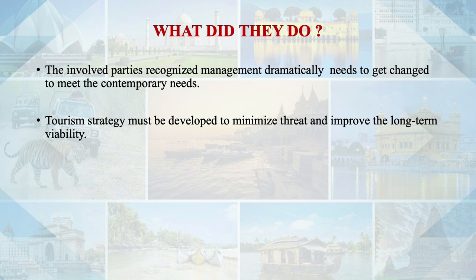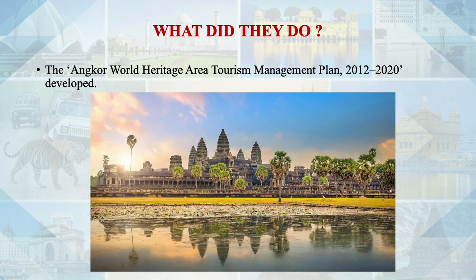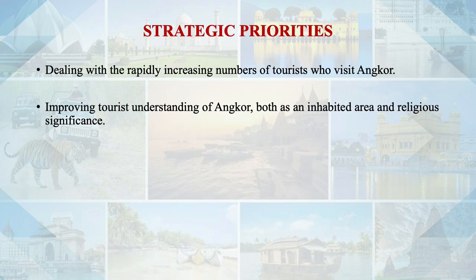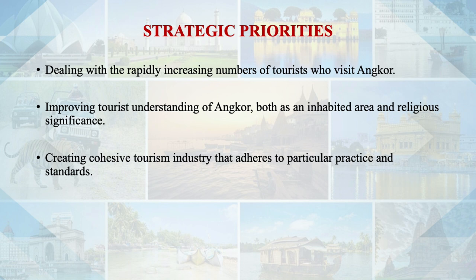In response to this, the Angkor World Heritage Area Tourism Management Plan 2012-2020, the TMP, under the Angkor Heritage Management Framework, HMF, project was developed. Strategic priorities: dealing with the rapidly increasing number of tourists who visit Angkor; reducing negative impacts of tourism, previously understood primarily in terms of conservation at the expense of all else; improving tourist understanding of the local uses of Angkor both as an inhabited area and for its continued religious significance. Another is creating a more cohesive tourism industry that adheres to particular practices and standards. Next is providing better opportunities and financial return for local residents.